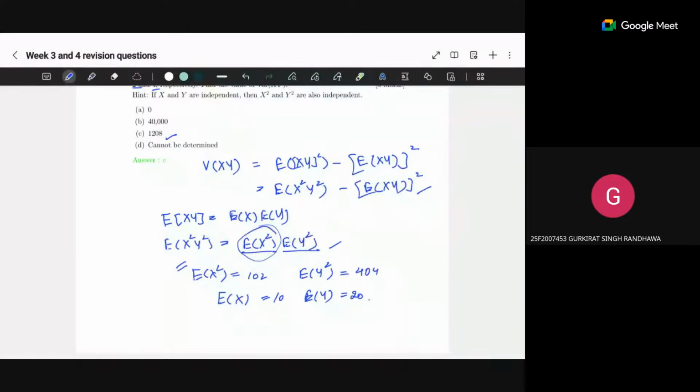Are you guys getting the expectation of x square and y square, the values? No, ma'am, please solve it. Can you please solve it for us?